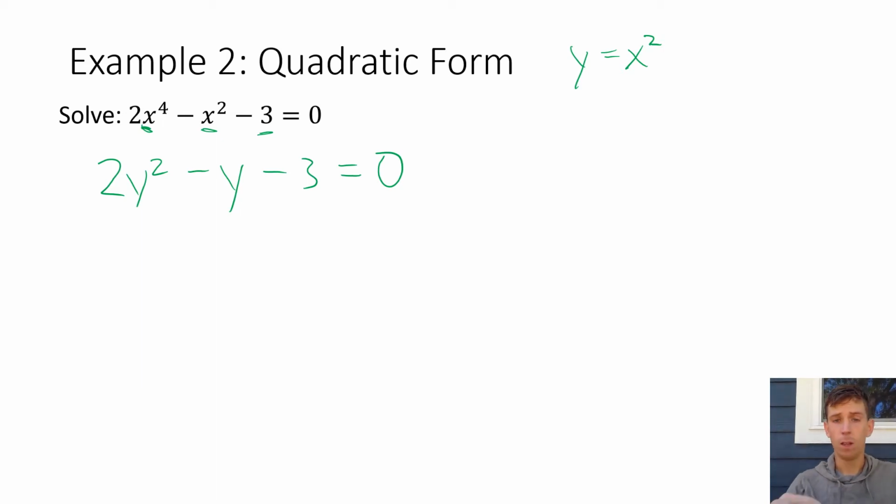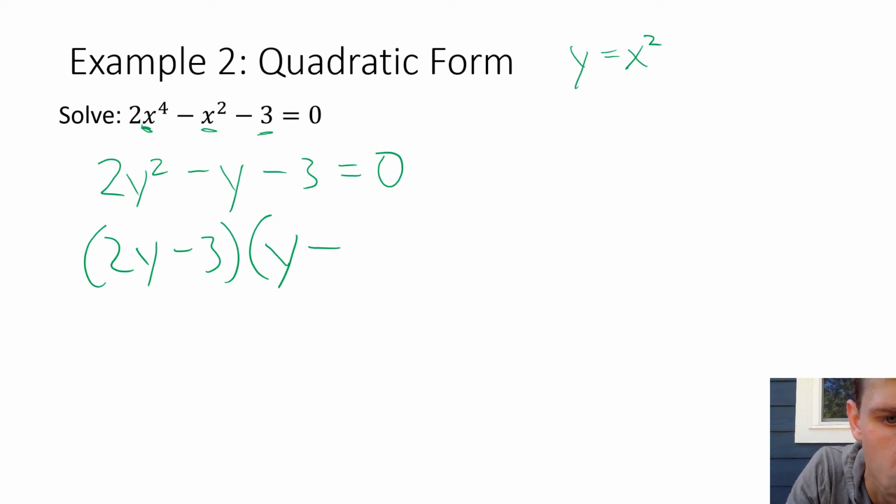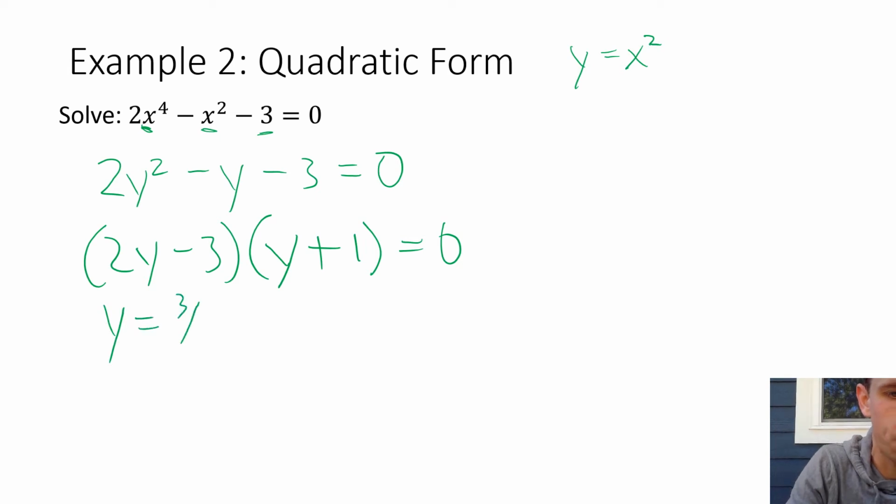All right, so now let's solve this quadratic. You can solve this quadratic however you like. You can factor it, use the quadratic formula, or complete the square. This one's actually factorable, so I can write 2y minus 3, y plus 1. And we'll get y equals 3/2 and y equals negative 1.